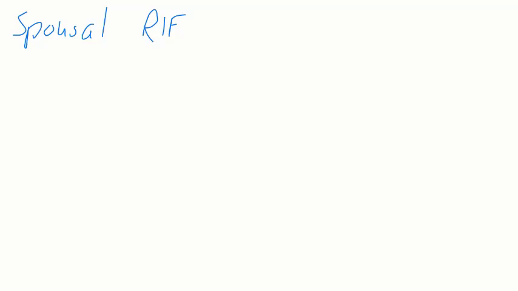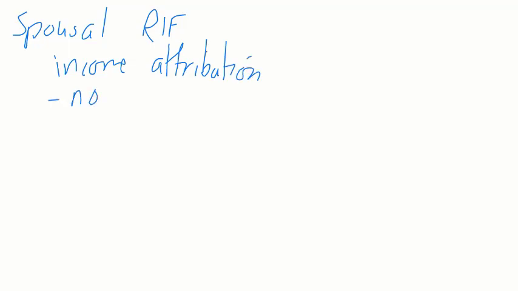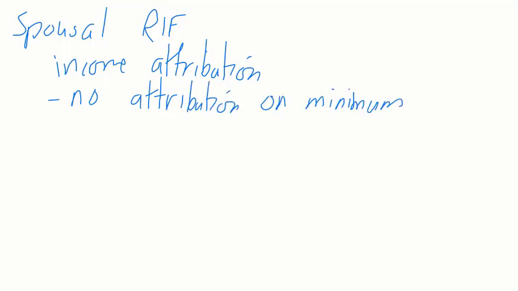With a spousal RRIF, there is income attribution similar to with a spousal RRSP. However, with a spousal RRIF with income attribution, there is no attribution on the minimum withdrawals. So if you only withdraw the minimum, there's no attribution. Any portions above the minimum, there is attribution.